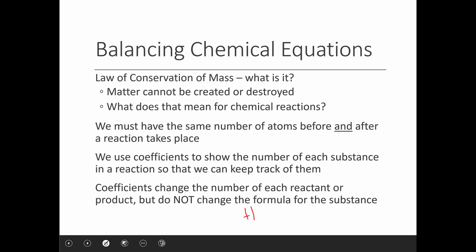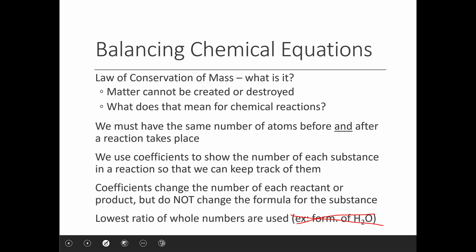So if we had a formula of HCl and we put a 2 coefficient in front of it, all that tells me is that I have 2 hydrochloric acid molecules. It doesn't say that I have H2Cl2. That's not the case. What it's saying is I have 2 of this whole thing here. It's like in math when you have a coefficient in front of parentheses. Right? So when you have a number in the front, it's saying, hey, I have 2 of these whole things here. That's what a coefficient does. It does not change the formula for the substance. It just changes the number of each reactant or product.